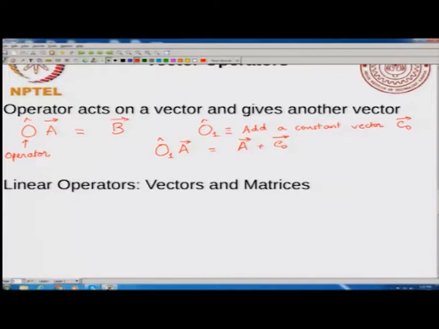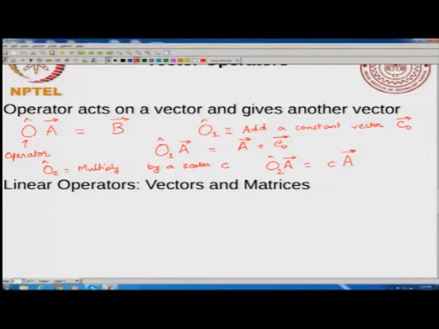You could have operator O2: multiply whatever the vector is by a scalar C. So, for example, if you have the operator acting on A, you will get C times A. So this is another operator, and let us be precise and call it O2.